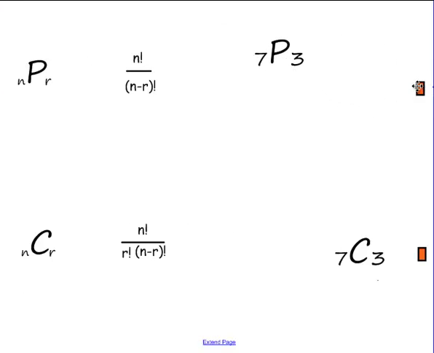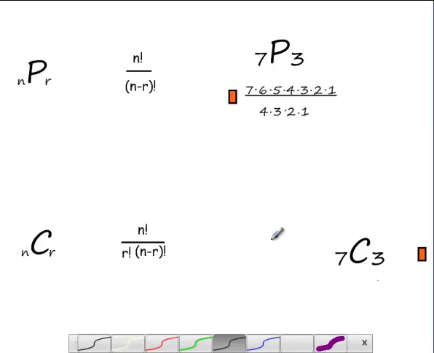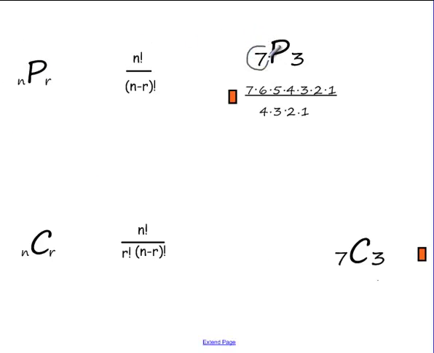Say you had to figure out 7P3. If we do the math behind it, this is what it means. It means that I had a total of 7 objects to pick from, and I was only allowed to pick 3. Up top is 7 factorial, and on the bottom is 7 minus 3 factorial.